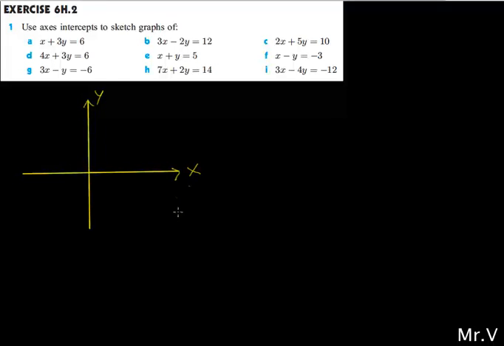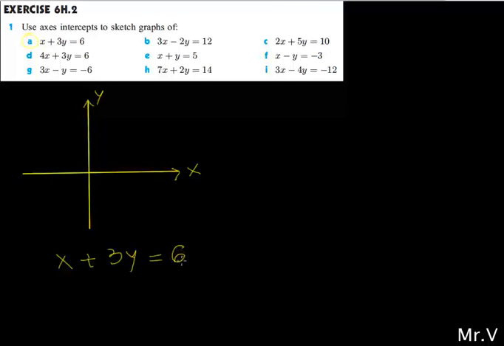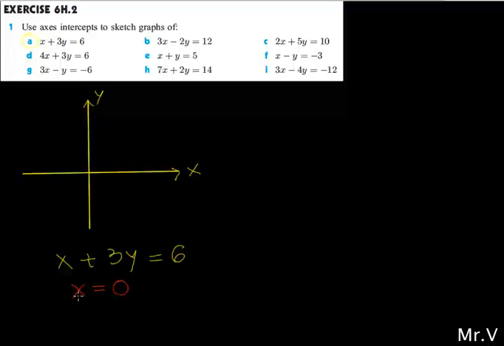Then, for example, we're going to go with the first equation. The first equation is x plus 3y equals 6, and the first method is simply to find where the y-intercept is. You need to remember that whatever you set equal to 0, the intercept that you're looking for is the other one. So if I make x equal to 0, I'm going to find the y-intercept.